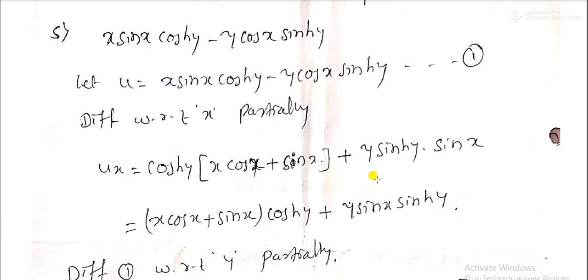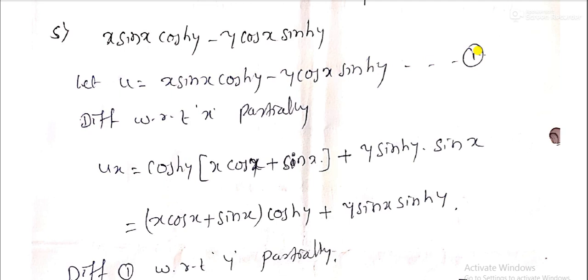Today we are discussing examples on analytic functions, that is, finding the real part and imaginary part. Now we can check the real part of this equation. The question is x sin x into cosh y minus y cos x into sinh y. Let u is equal to x sin x into cosh y minus y cos x into sinh y, call this equation 1.